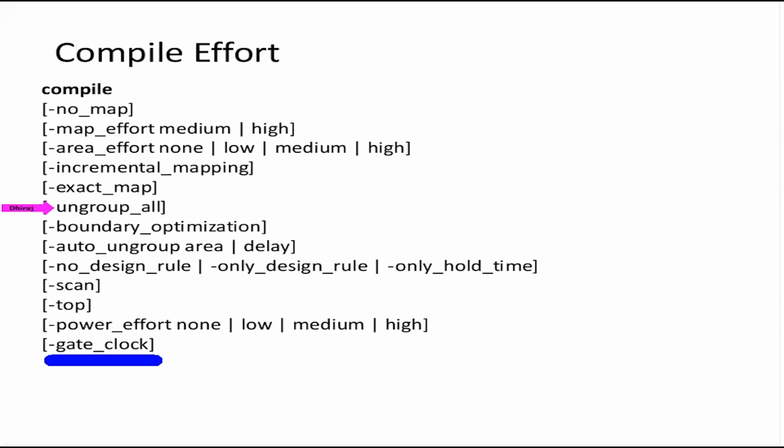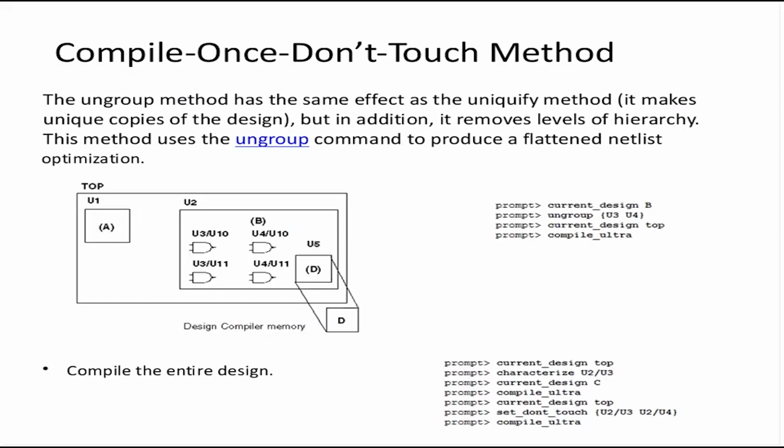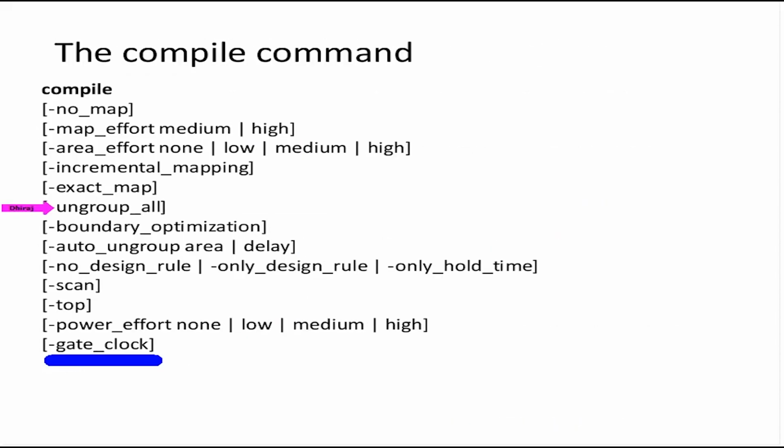So we saw the different compile strategies: top down, bottom up. We saw how to resolve multiple instances using the uniquify process or compile once, set this don't touch. We saw the ungroup command. Then we saw the actual compile command. There are two commands, as I said before: compile and compile_ultra. In this lecture, we have seen the compile command. In unit 4, we'll see the compile_ultra command. You might not use compile_ultra, but it has a lot of advanced synthesis features.